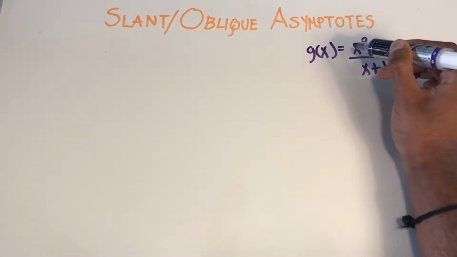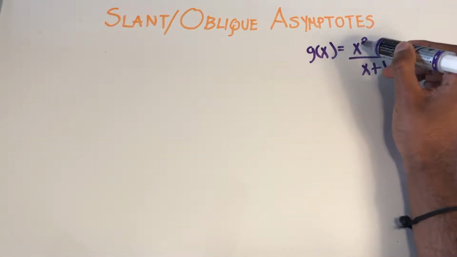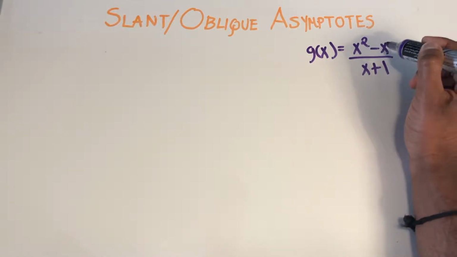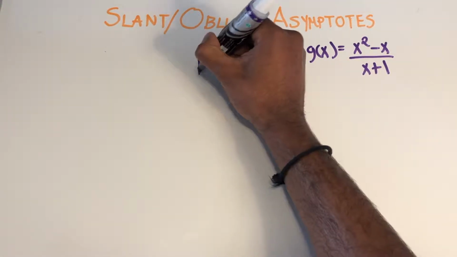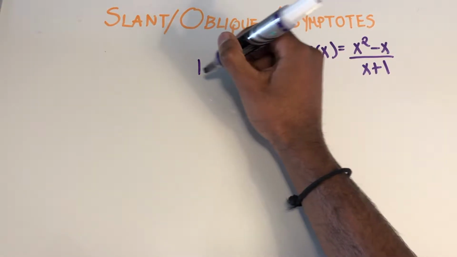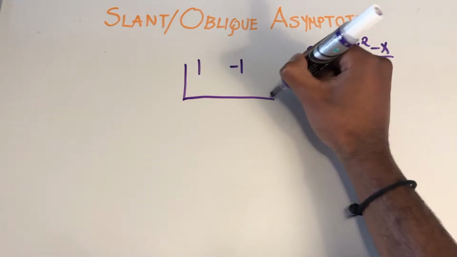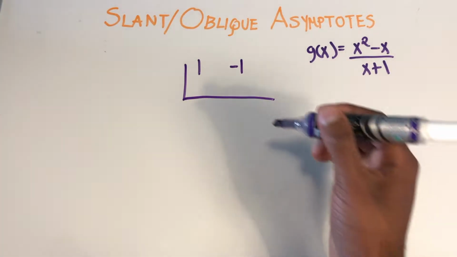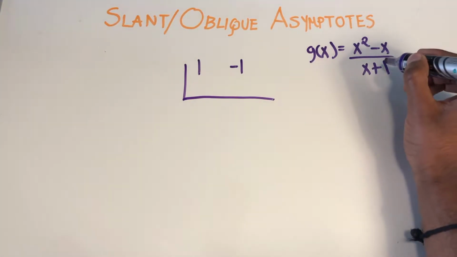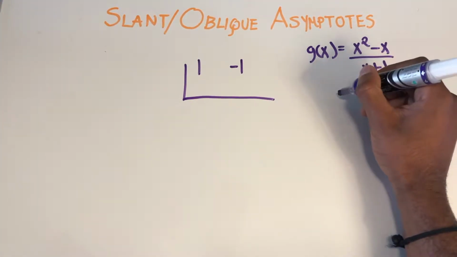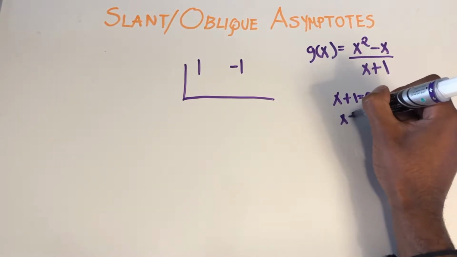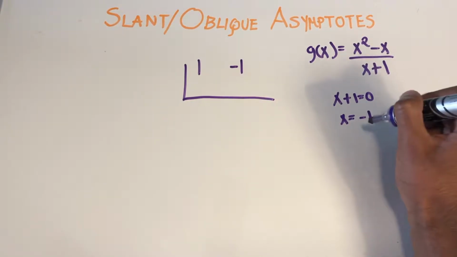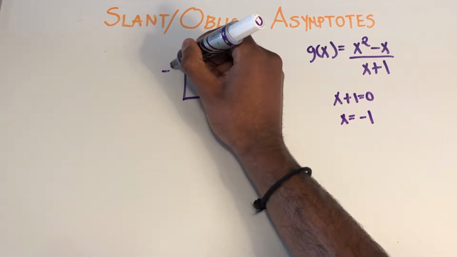We have 1 as our leading coefficient for the term x squared. Then we have negative 1 here. So what we can do is we can go ahead and write those. We can make our table here. And then for the denominator, we have x plus 1. Remember, we have to flip the sign. So we're going to end up with x is equal to negative 1. And that's what we're dividing with.